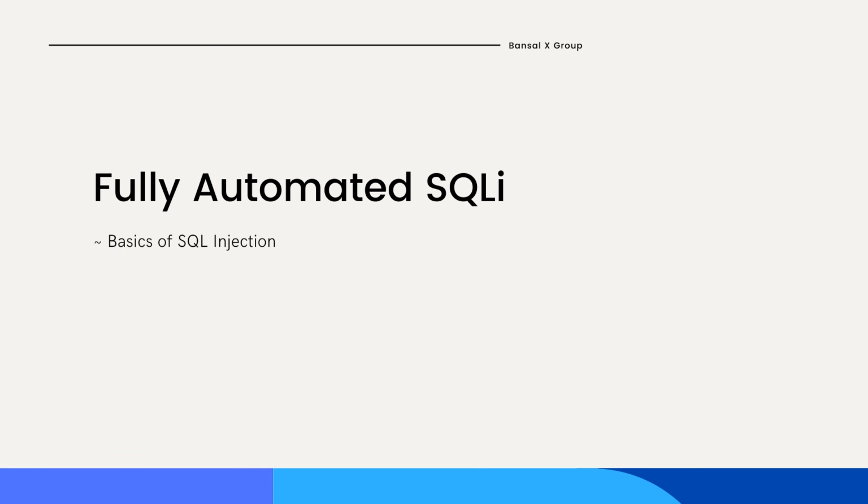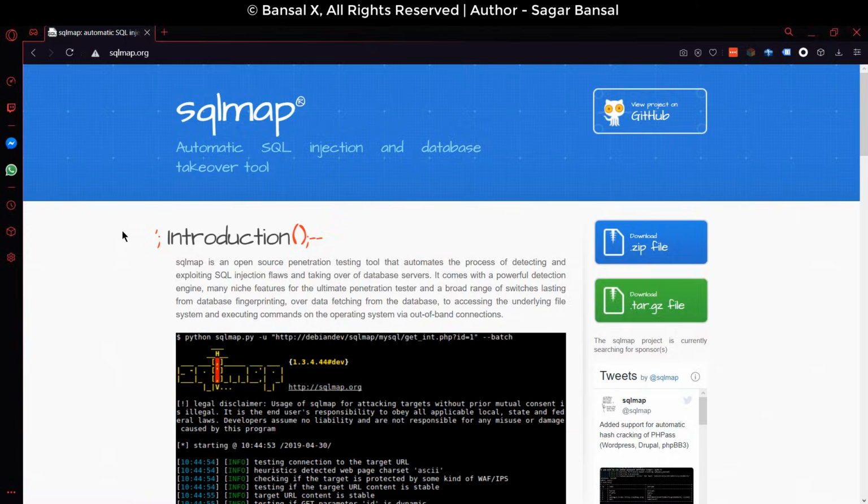Using fully automated tools for SQL injections. Well, there are certain cases when you have to test an application which has thousands and thousands of pages. Even semi-automated tools cannot work for you. In those cases, you may want to run some fully automated tools just like SQLMap. You can go to sqlmap.org and download the zip file.